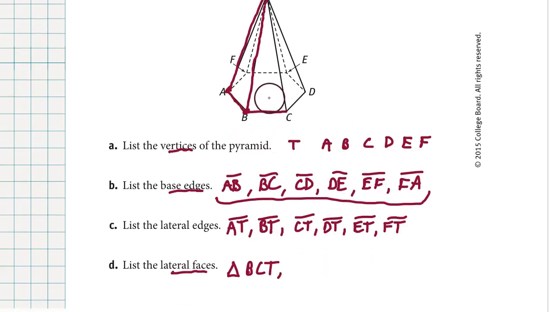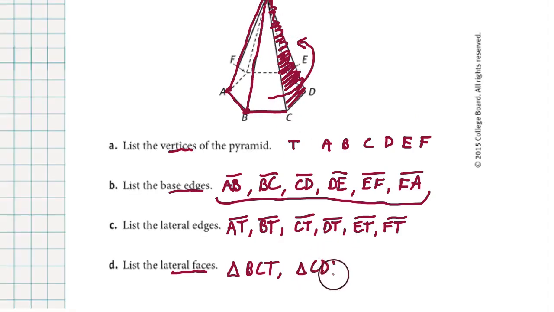Traveling around the pyramid in this direction, the next face that we reach is this one here that I'm shading in purple. How would you name that triangle? It's CDT. So you would say triangle CDT. I'm going to pause the video for you to name the rest of the triangles.